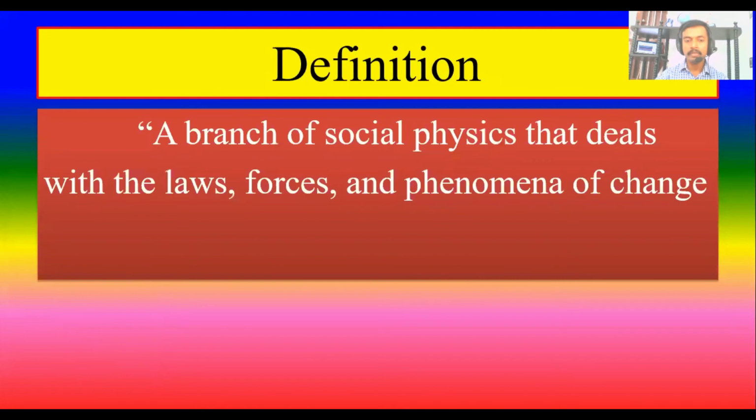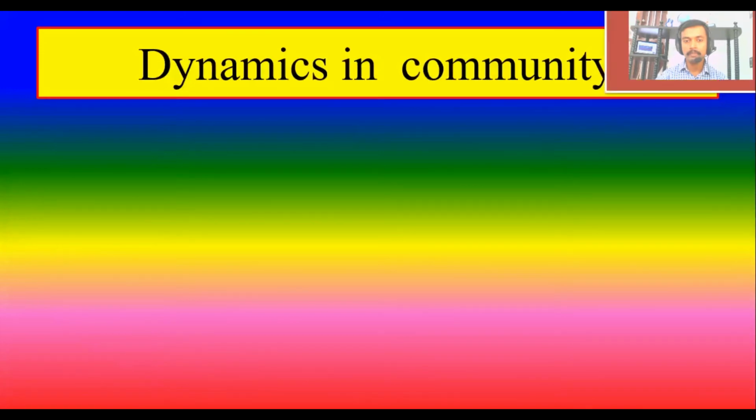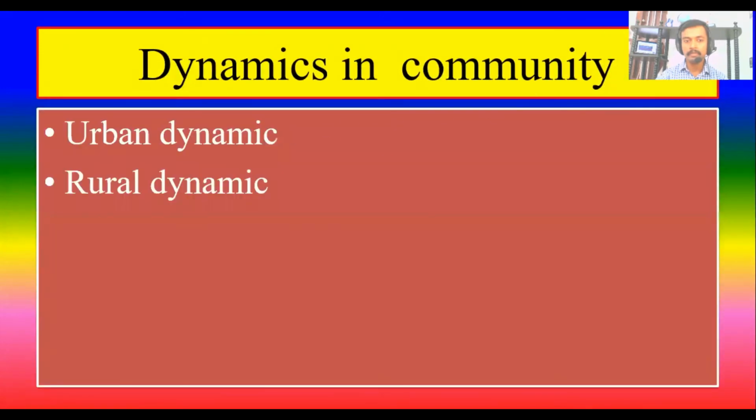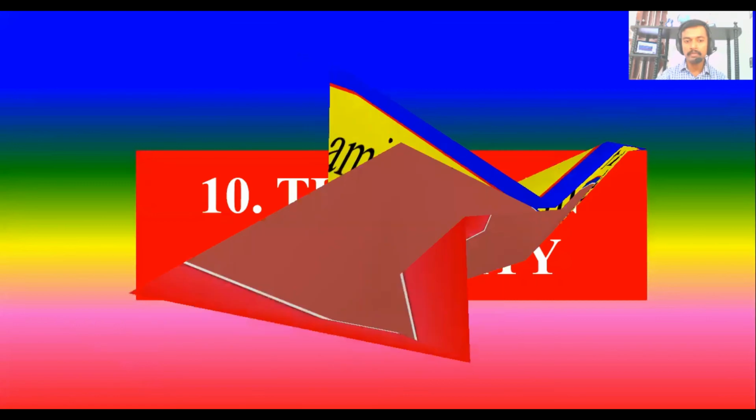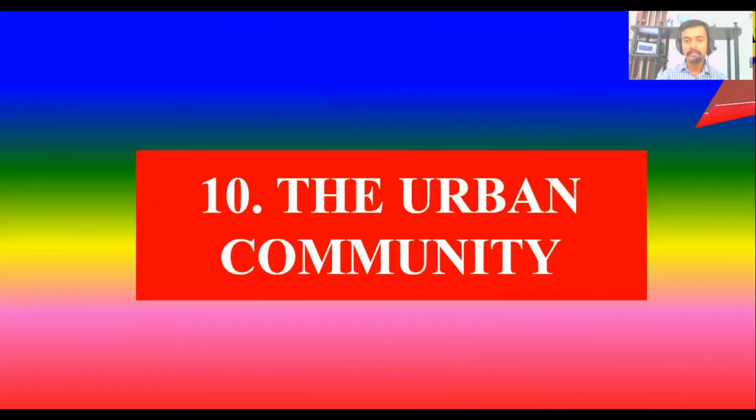Define social dynamics: the branch of social physics that deals with the laws, forces, and phenomena of change in society. Dynamics in community: urban dynamics, rural dynamics, regional dynamics. Then the urban community, detail going on.